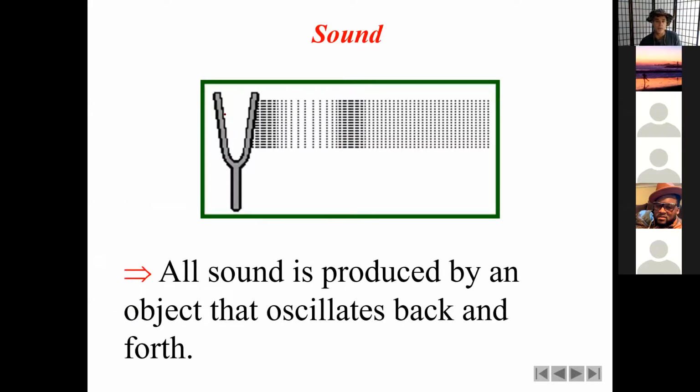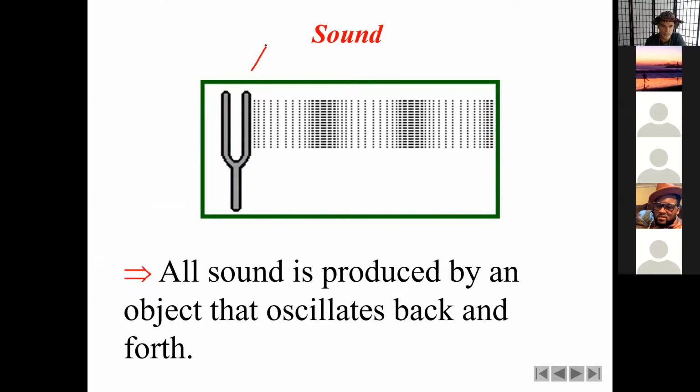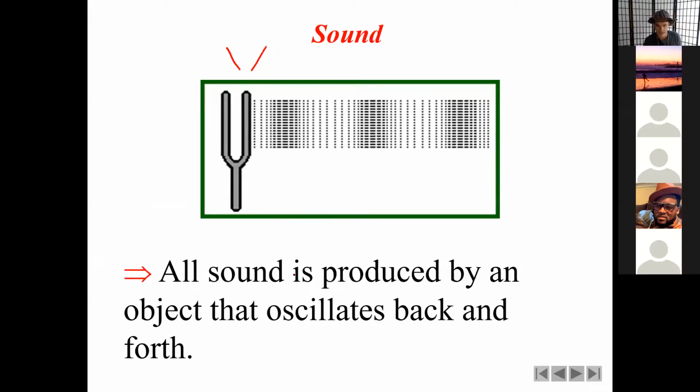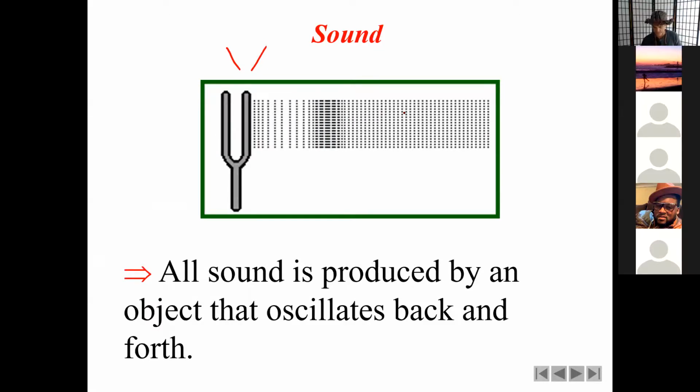So like a tuning fork, when the tines of the tuning fork move farther apart like this, they're compressing the air together, and I get this pressure wave of high pressure and low pressure, which travels outwards.